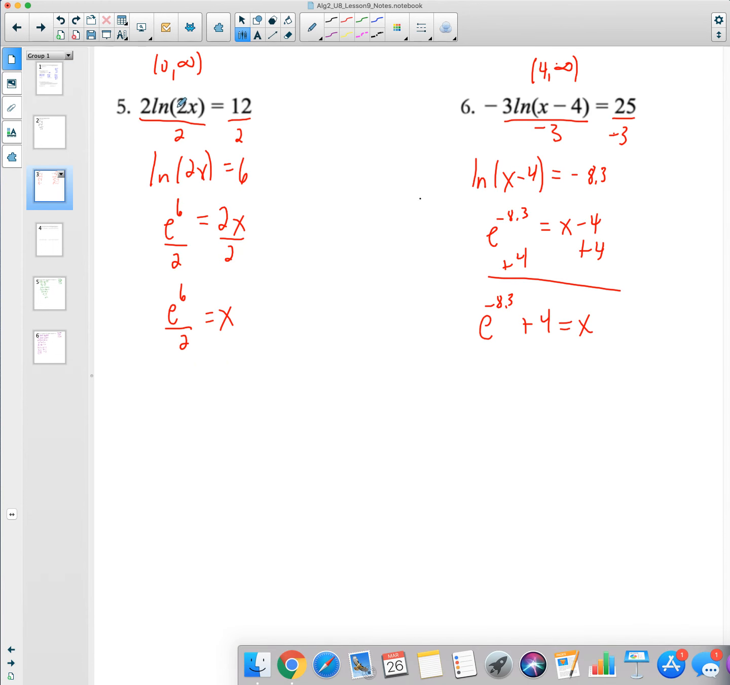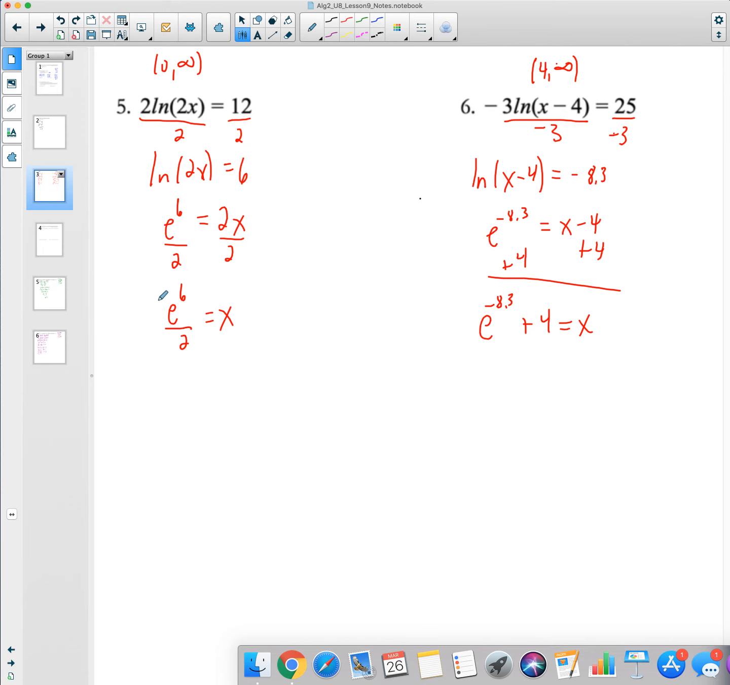Now, notice my working domain for the natural log of number 5 would be 0 to infinity. There's no horizontal shift. But I do have to do one additional step before I get into my exponential. I do have to isolate, so I divide both sides by 2. That gives me the natural log of 2x is equal to 6. Therefore, e to the 6th equals 2x. And then once again, to solve for x, I just have to divide both sides by 2.